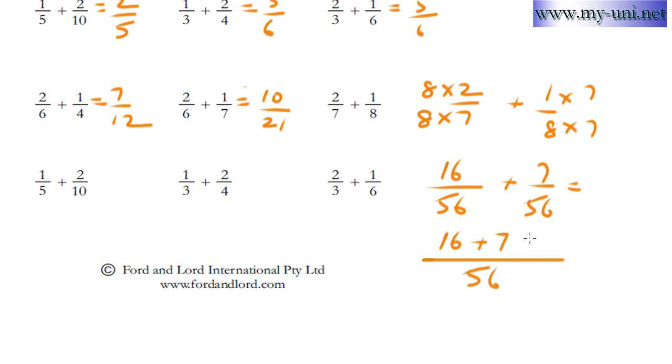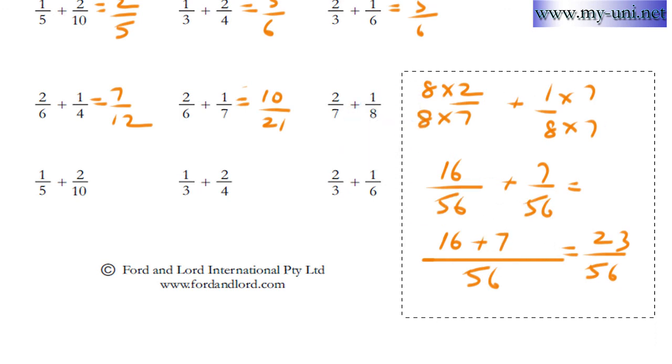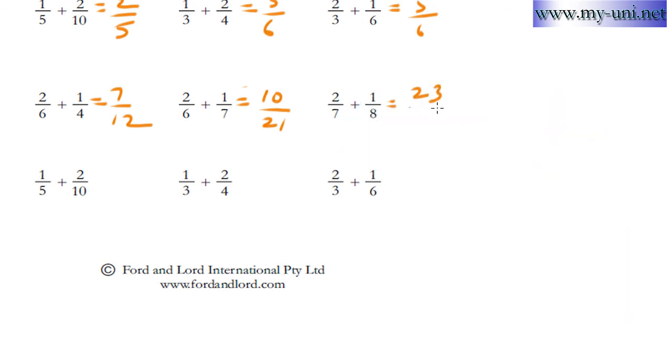16 plus 7 is 23 over 56, and that is the simplest form. It cannot be simplified any further. So sum of these two fractions is 23 over 56.